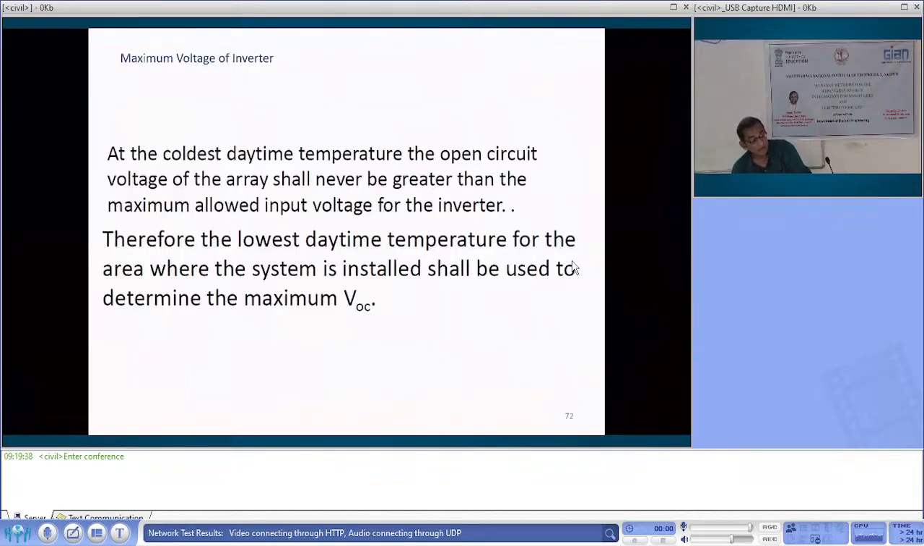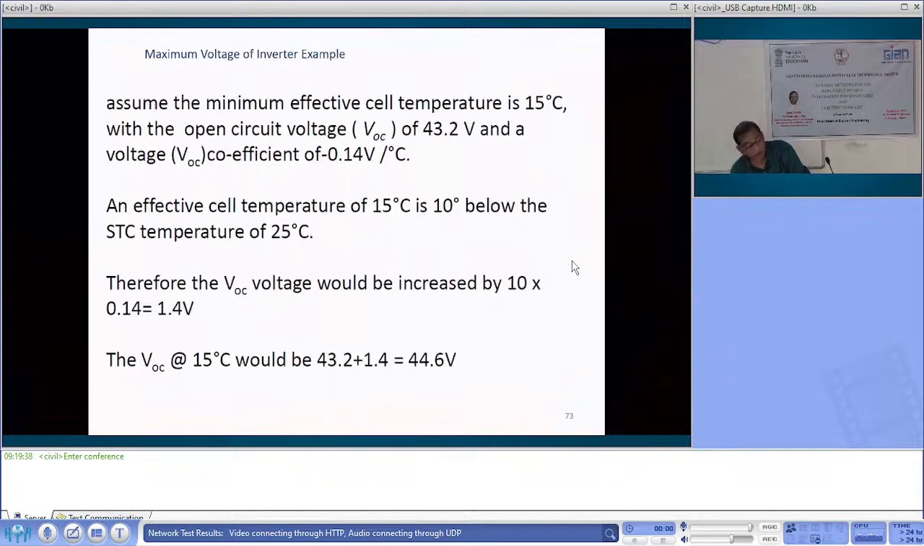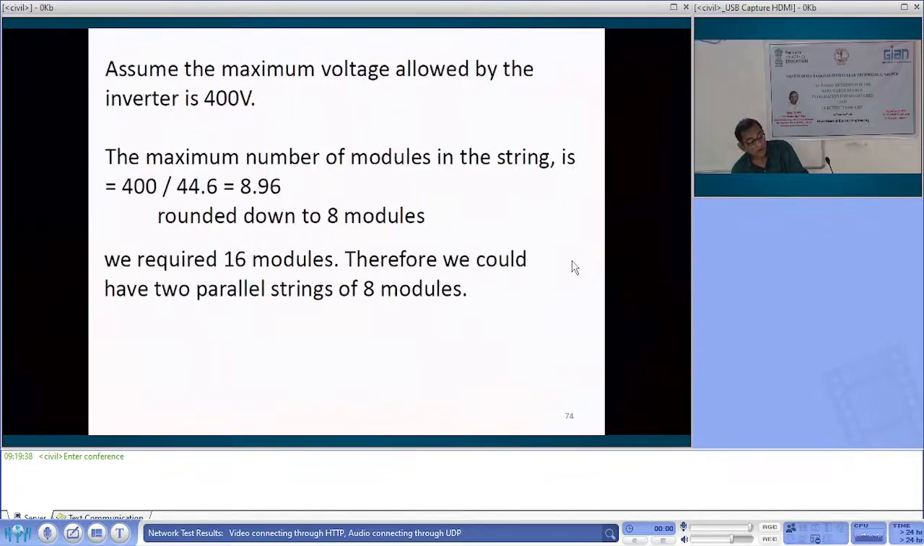Okay, maximum voltage of the inverter is also mentioned, and how it can be calculated with the coefficients which are given in the data sheet. Open circuit voltage at 15 degrees would be this much. Assume the maximum voltage allowed by the inverter is 400 volt. Divide by the maximum number of modules in the string and you get, rounded, 8 modules, not 9. 8 they are considered, or 16 like that.